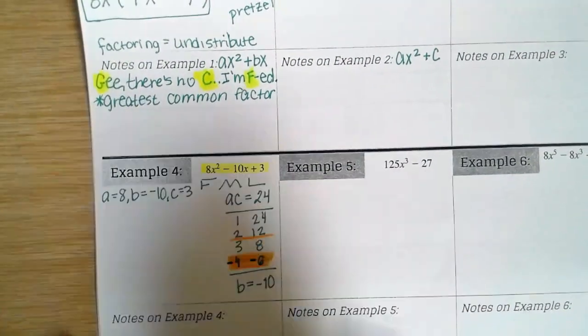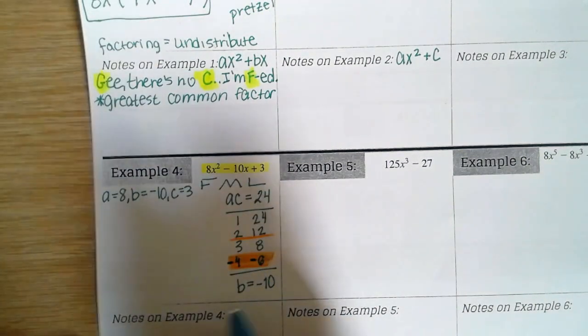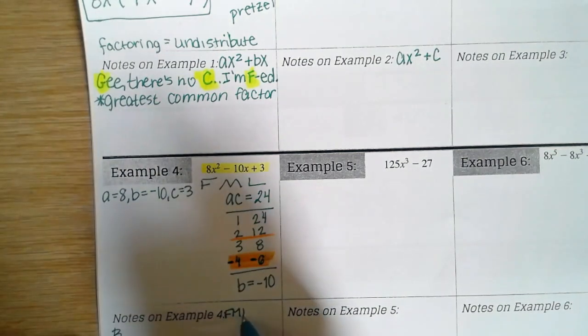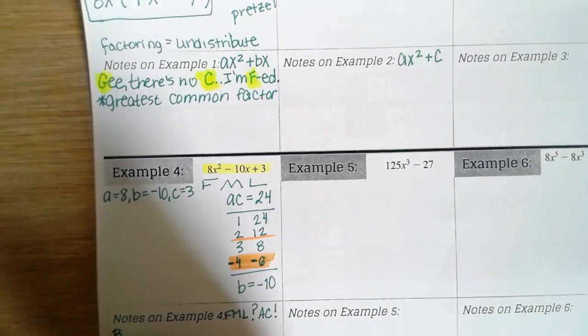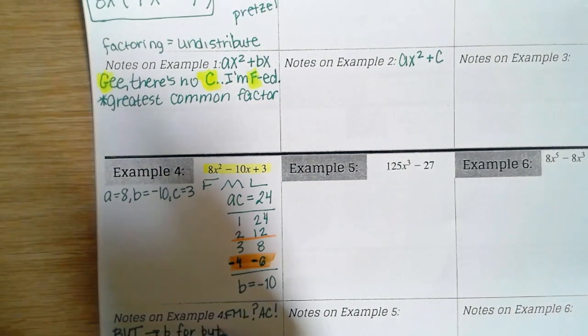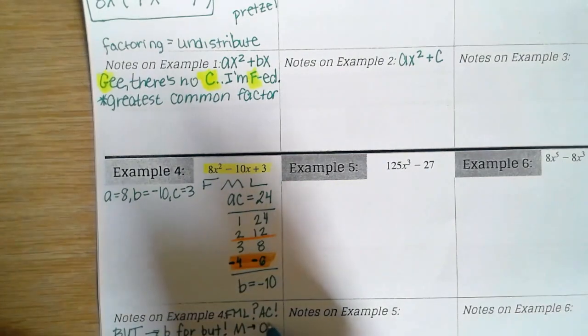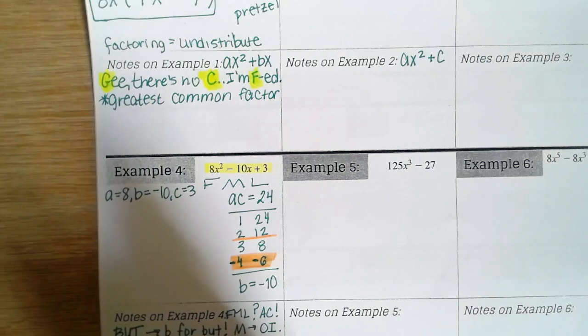So I'm going to take my FML, first middle last, and make it into first outer inner last. I'm going to build the quad, okay? So FML, AC, B, but, B for but. Then the M turns into the OI. You are going to build the quad.